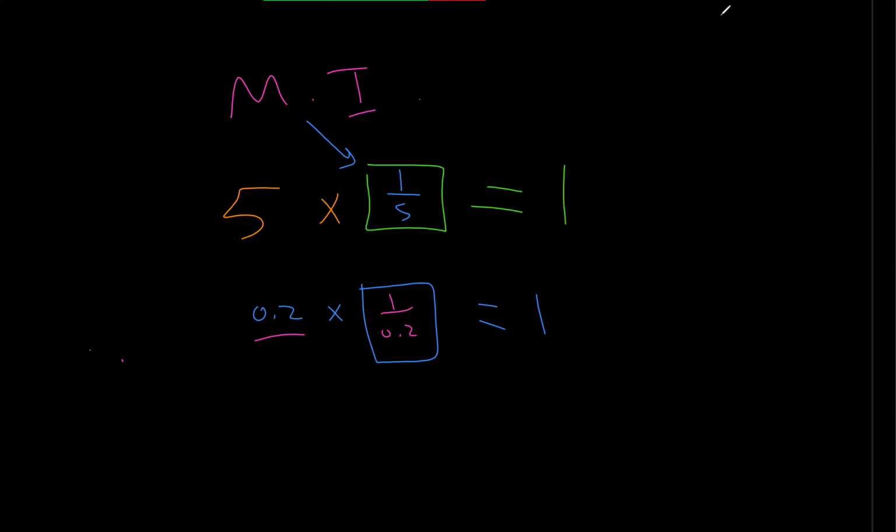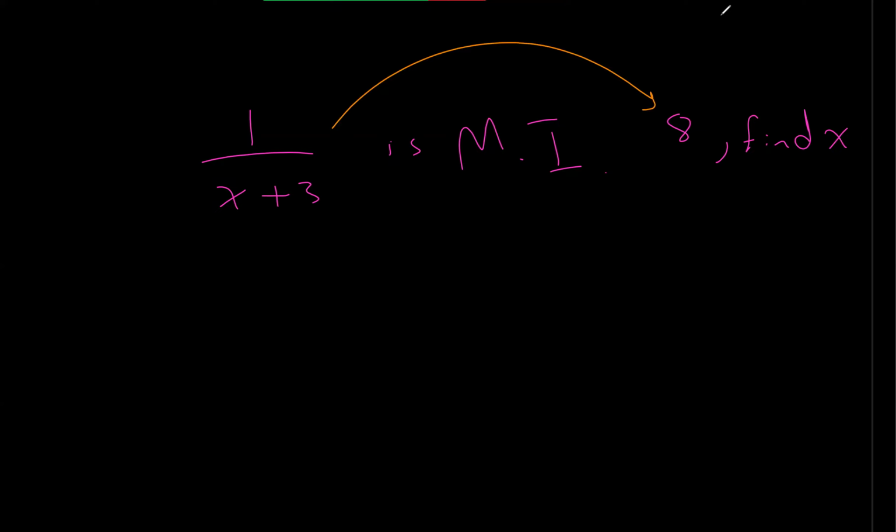Okay, if we take just examples now of the multiplicative inverse. If I tell you now that 1 over x plus 3 is the multiplicative inverse of 8, find x. How do you find x now? Since this is the multiplicative inverse of 8, and as we know, what is the multiplicative inverse of 8? It is 1 over 8.